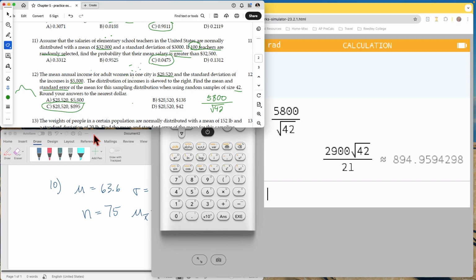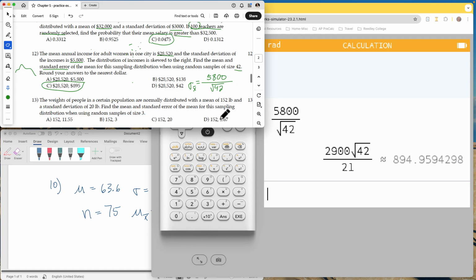Okay, so this one we're just finding the standard error. So we just have to know standard error is the same thing as standard deviation. They call it the standard error because in statistics, it's okay to have error as long as we know what that error is. So it's the amount of error, deviation from the mean.